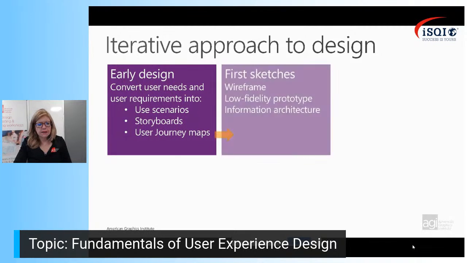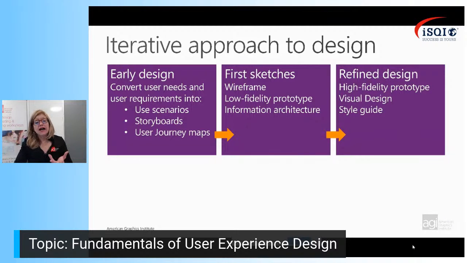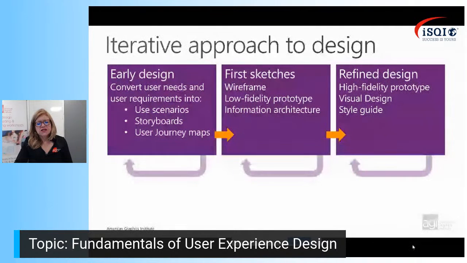Storyboards, user journey maps, first sketches, you're doing wireframes, low fidelity prototypes, information architecture, then you refine them. So you might go into Sketch or XD and create really high fidelity working prototypes. You might create a style guide, which we'll talk about. And then if it doesn't work, you can still repeat within that process and even go back to prior processes. You're constantly iterating. That's why it's so important that you start with sketches and low fidelity prototypes, because you don't want to waste a lot of time doing a refined design to find out that it doesn't work.